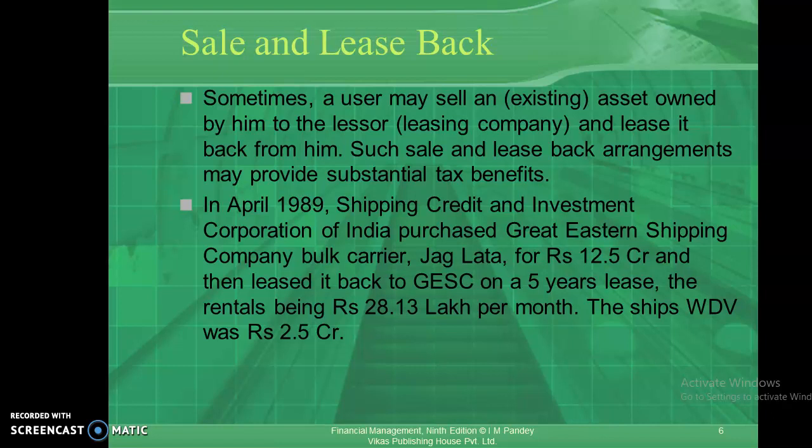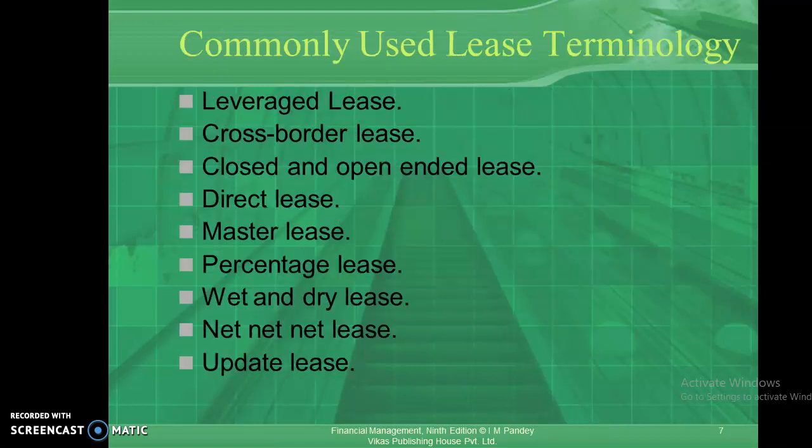Let's take a simple example for that. In April 1989, Shipping Credit Investment Corporation of India purchased Great Eastern Shipping Company's bulk carrier Jagatlata for rupees 12.5 crore and then leased it back to GESC, which means Great Eastern Shipping Company, on a 5-year lease. The rentals amount to 28.13 lakh per month. So what's the advantage of that? The tax deduction can be made for the company. So the tax benefits will be available to them. That is why sale and lease back agreements are very, very popular in the market.